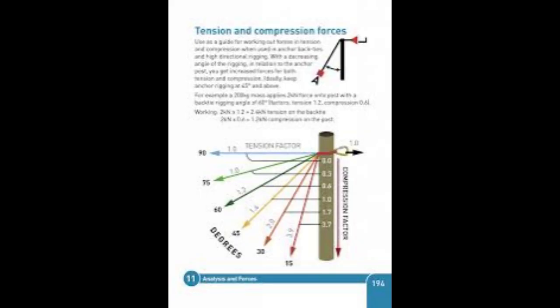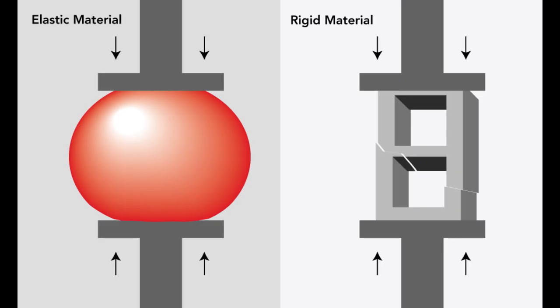Now, compression is the opposite of tension. It's a pushing force rather than a pulling force. You might not think you see it often in rescue systems, but it's there. For example, when a tripod anchor sits on the ground, the legs experience compression as the weight of the system pushes down. Or when a rope runs over an edge roller, the roller gets pressed into the edge.